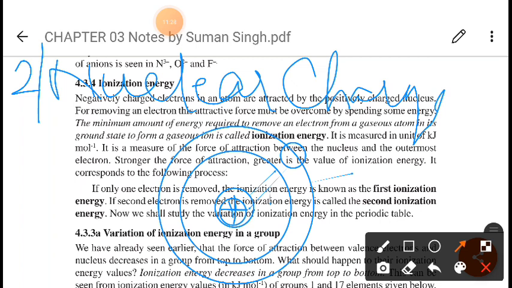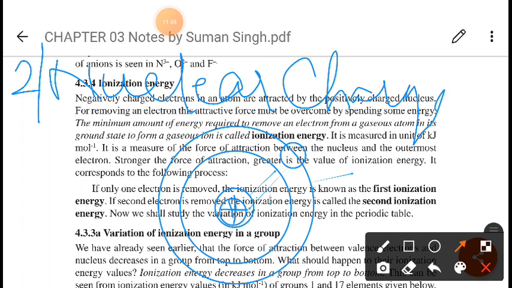So what will happen if the magnitude of the nuclear charge is increasing, then the nucleus will exert a greater force to pull the electron towards itself. So at that time it will become more and more difficult to remove the valence electron, okay, or the valence shell electron, right? So what we can say, the ionization energy increases with the increase in nuclear charge, provided the valence shell remains the same, right?